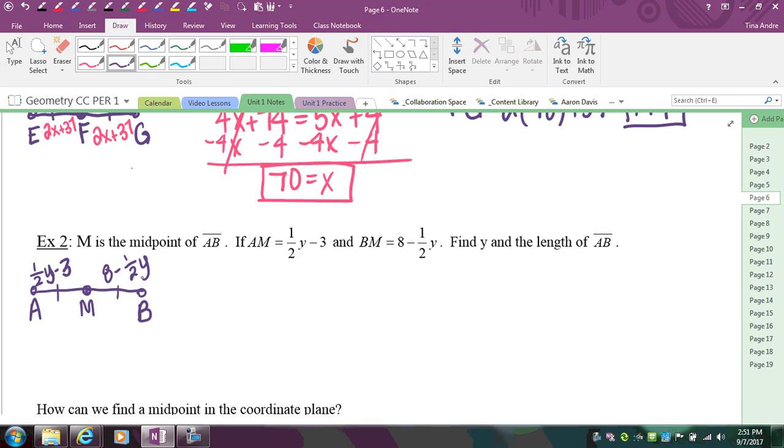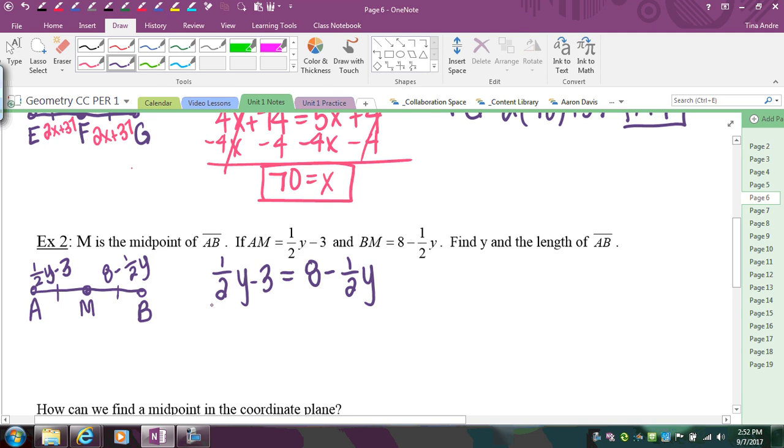For this one, figure out the relationship between these two. This time we're dealing with the two parts. If you have a midpoint, the two parts will always be congruent to each other. So if they're congruent, we set them equal. So 1/2 y minus 3 equals 8 minus 1/2 y. There are two options to solving this. You can clear out the denominators by multiplying everything by 2. In this case, if I don't do that, I looked ahead, and if I just add the 1/2 y to both sides, it's going to end up making it a whole number.